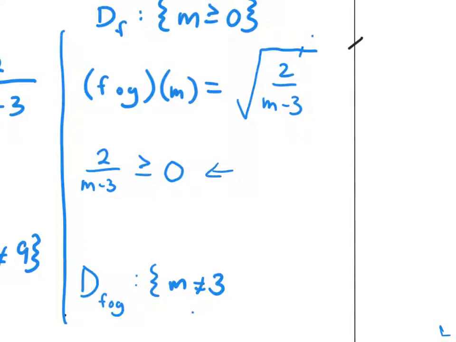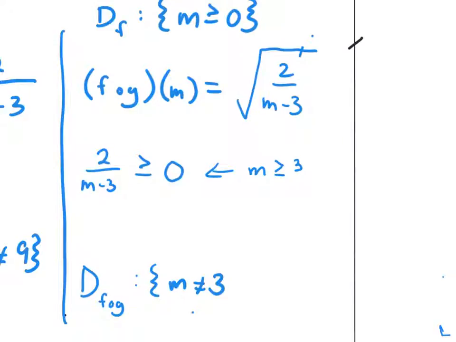In this case, m cannot be 3, and more specifically, m has to be greater than or equal to 3. Wait, why greater than or equal to 3? Again, because anything less than 3 would make this negative. No, greater than or equal to 4. Oh, good. So it would be 0. Exactly. So here's the problem.